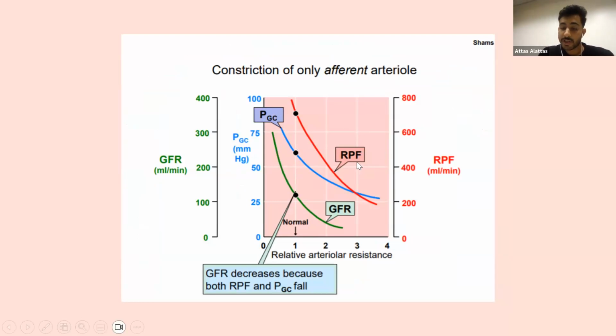Also, renal plasma flow is decreasing. And we said that if you increase the renal plasma flow, you're increasing the GFR. If you decrease the renal plasma flow, you're decreasing the GFR. So the hydrostatic capillary pressure is decreasing, and it's decreasing the GFR. Renal plasma flow is decreasing, and it's decreasing the GFR. So the net effect is that the GFR will be decreased. This is if you have constriction of only the afferent arteriole. Is that understood?